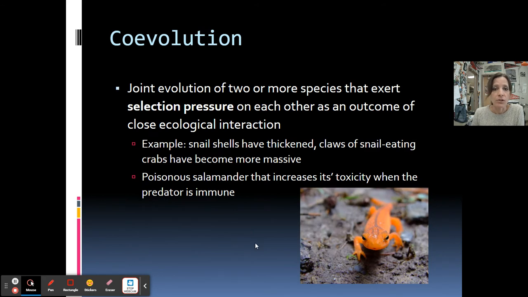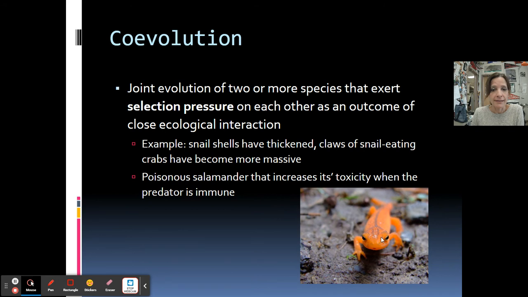All right, coevolution is when two or more species evolve together because of selection pressures on each other. An example, I think it's easiest to think of an example, is snail shells, right? Over time, they've gotten thicker, and their predators, the crabs that eat them, their claws have gotten more and more thick to be able to break their shells. So the shells get thicker, the predator claws get stronger, and so on and so forth.